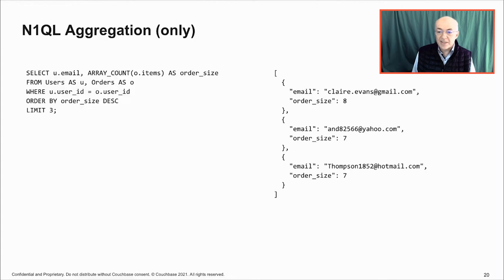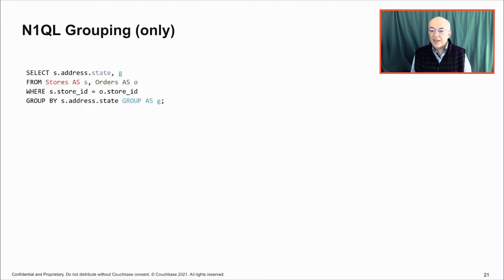Another aspect that's even more interesting is that not only can you do aggregation without grouping, but in NQL you can also do grouping without aggregation. And that is quite an interesting concept. So let's look at this query. What this query does is it takes the stores and the orders and joins them on the store ID. And then we group them by the state of where the address is in.